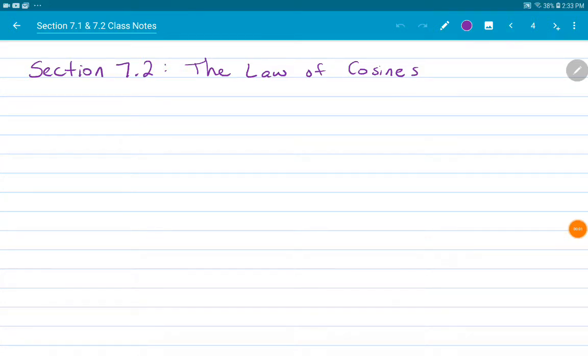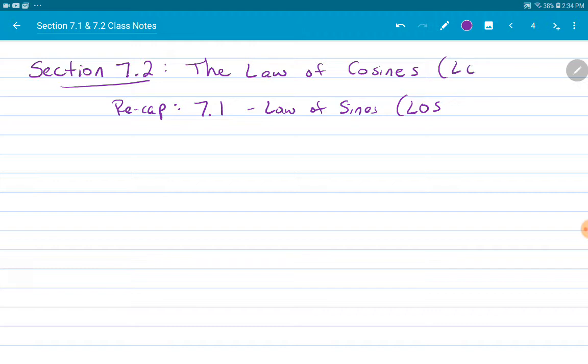In section 7.2, we're looking at the law of cosines, and last week we looked at section 7.1. So just to recap that, in 7.1 we did the law of sines, which I called LOS for short. I'm going to do the same thing with law of cosines and call that LOC for shorthand.